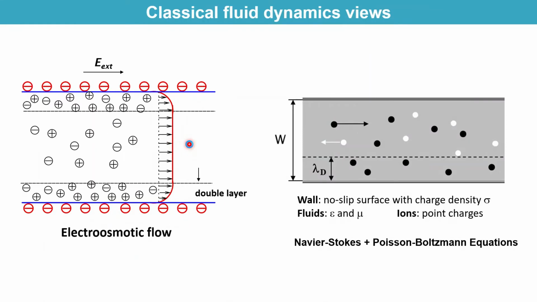Now the continuum, or classic fluid dynamics view of electroosmosis, is actually very simple. The fluid is treated as a continuum characterized by two parameters, the dielectric permittivity and the viscosity. The ions are nothing but point charges, and the wall usually has a no-slip surface with charge density sigma. With this information, you can use the so-called Poisson-Boltzmann equation to predict the ion distribution. Once you have that, you inject it into the Navier-Stokes equation to generate the body force to move the fluid.